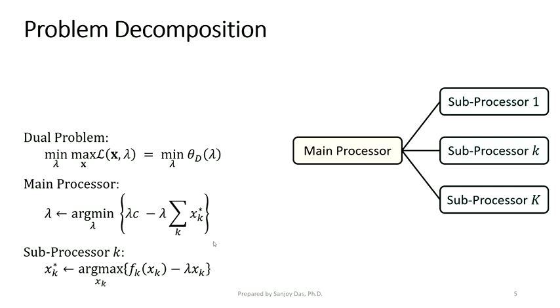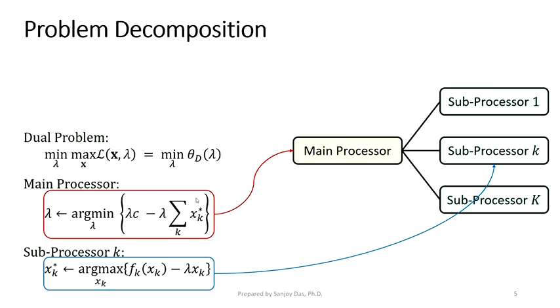Any questions so far? Anyone? Okay, so this is the problem decomposition. This is what the main processor does, and this is what each subprocessor k does.